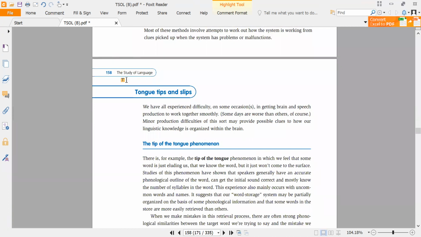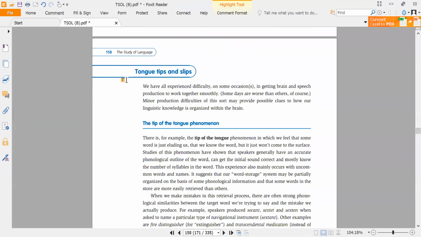Coming to the next topic, that is tongue tips and tongue slips, right?